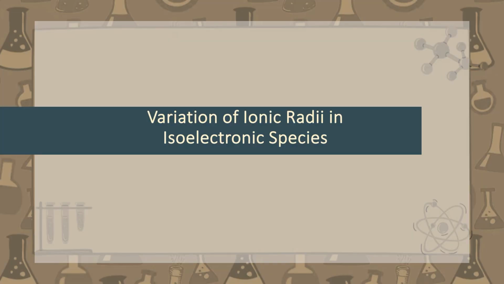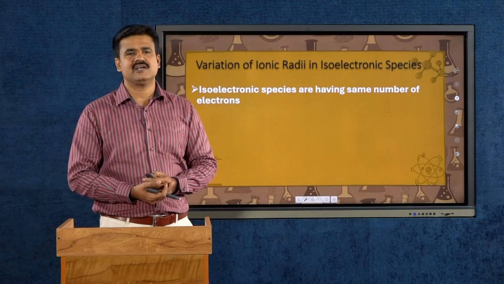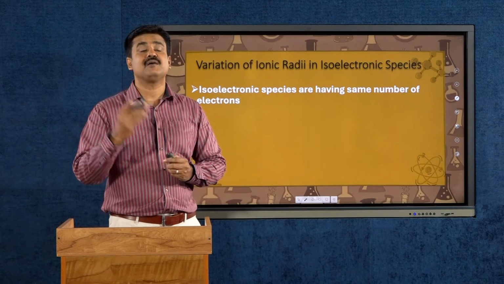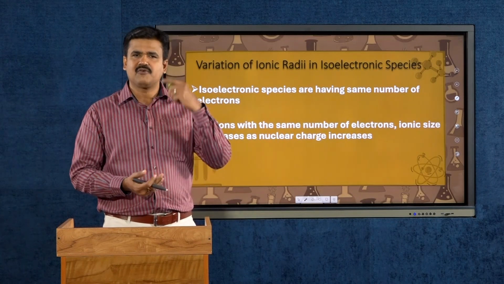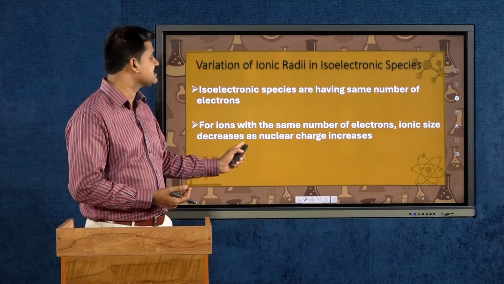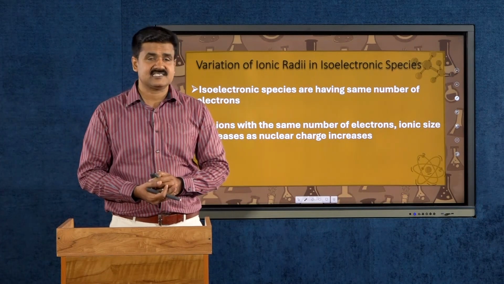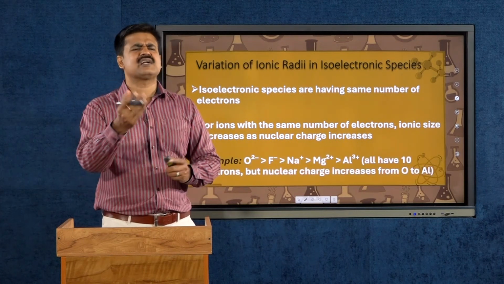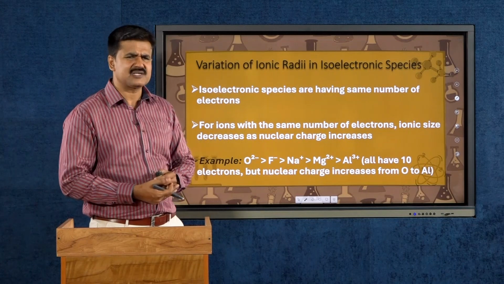Variation of ionic radii in isoelectronic species. What is meant by isoelectronic species? Isoelectronic species are species having the same number of electrons. For ions with the same number of electrons, ionic size decreases as nuclear charge increases because atomic radius is inversely proportional to nuclear charge. Now consider some isoelectronic species.